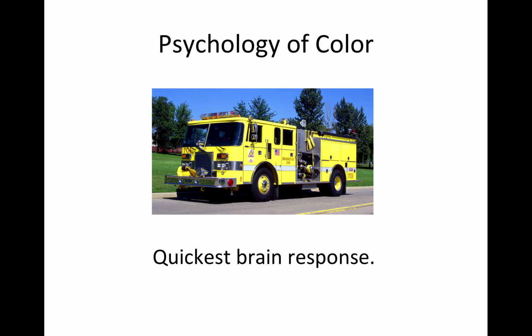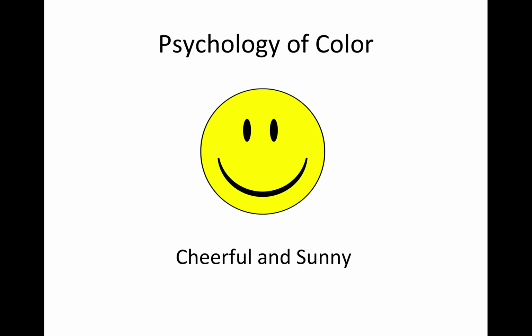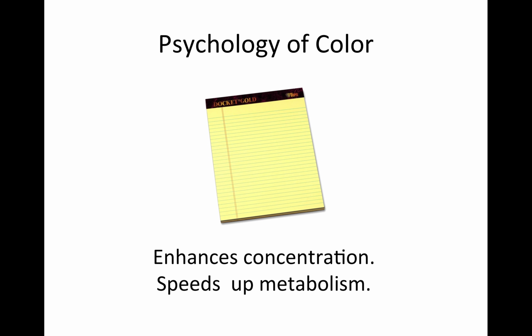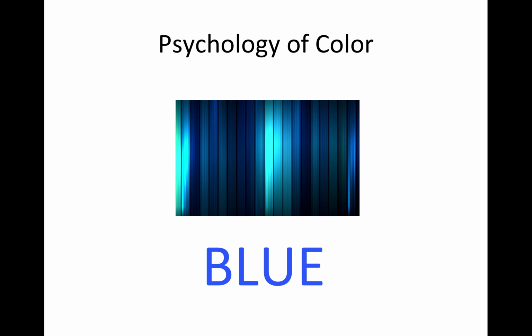Yellow is the quickest color that our brain processes. The human brain sees yellow first and then moves to red and then the other colors. It is considered cheerful and sunny. It enhances concentration, speeds up the metabolism.